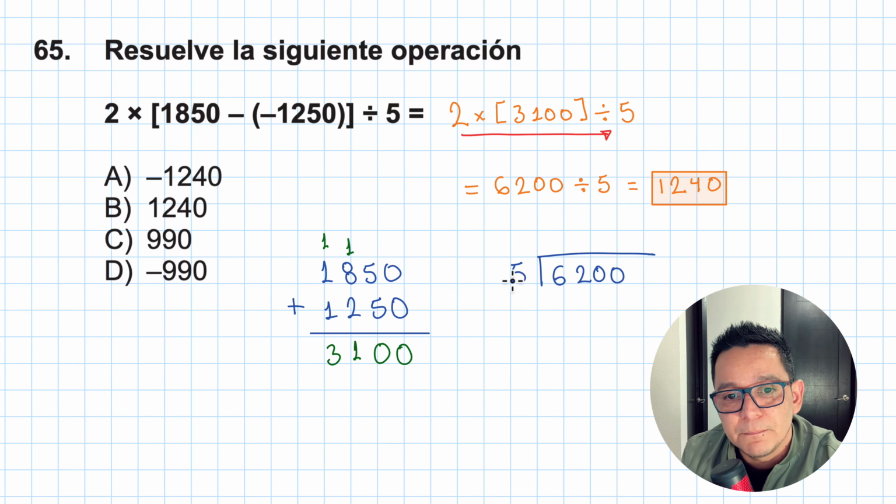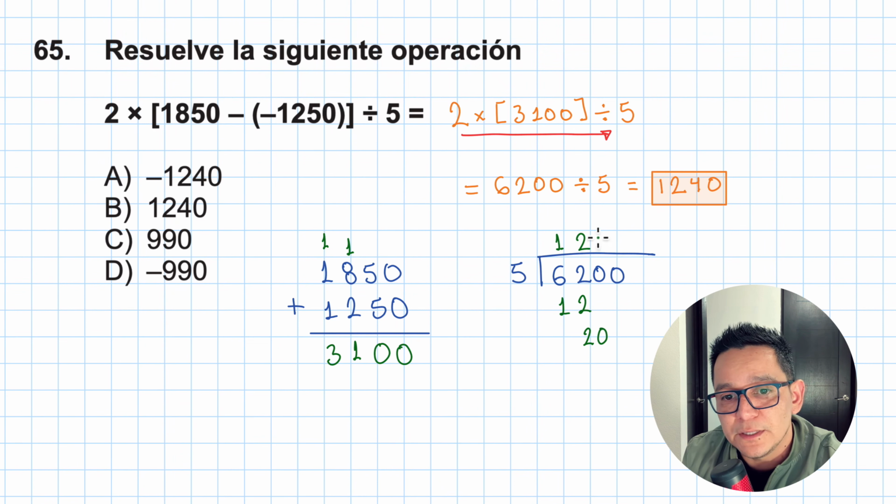Okay, 5 into 6. Well, let me change the color. 5 goes into 6 once. 5 times 1 is 5, subtract from 6, and you get 1. Bring down the 2. 5 goes into 12 2 times. 2 times 5 is 10. Subtract from 12 and you get 2.